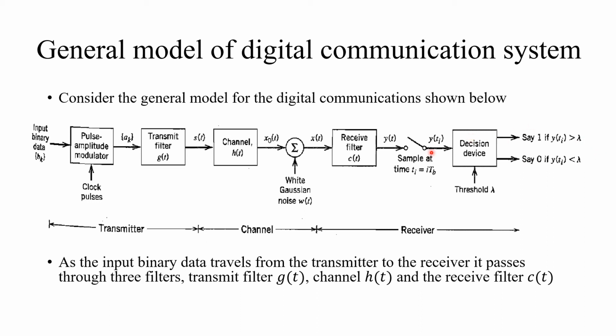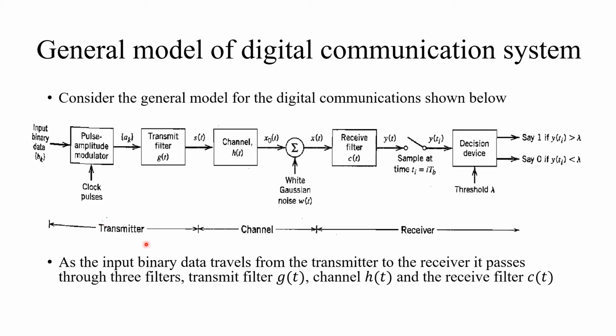If the input sampled value is greater than the threshold value lambda, the decision device will decide that the output is a 1, and if the input value is less than the threshold value lambda, it is a 0. So this whole system has basically 3 sections.